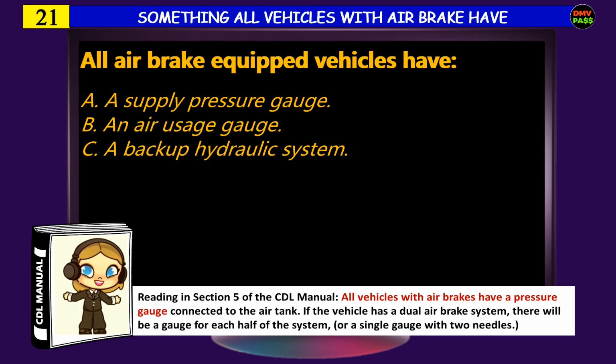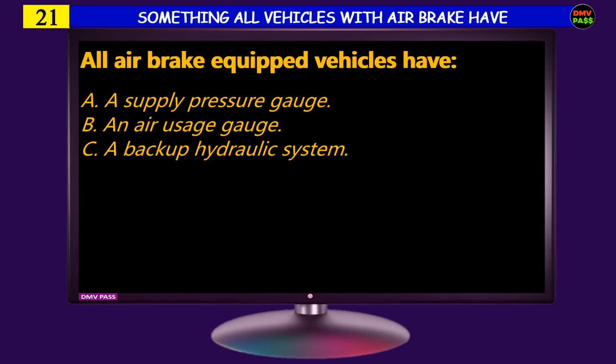Note: reading in Section 5 of the CDL manual, all vehicles with air brakes have a pressure gauge connected to the air tank. If the vehicle has a dual air brake system, there will be a gauge for each half of the system, or a single gauge with 2 needles. So, the correct answer is A. Supply pressure gauge.